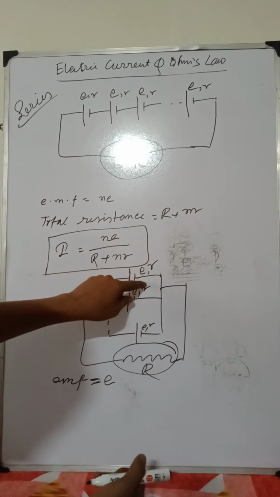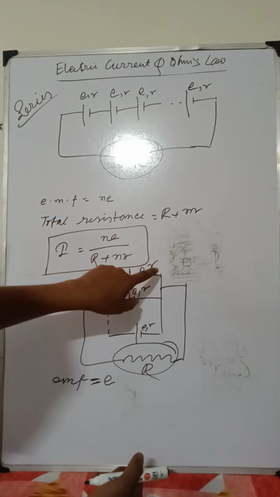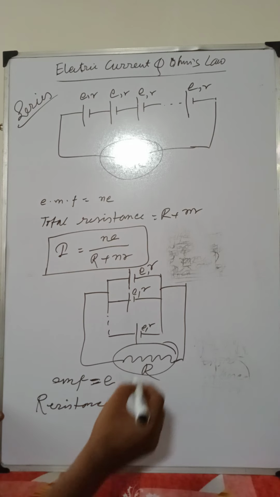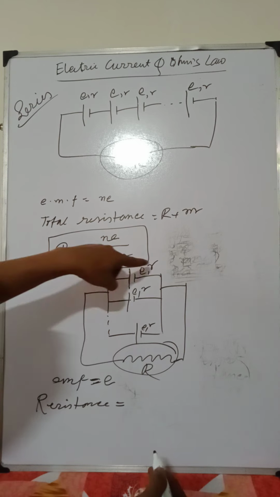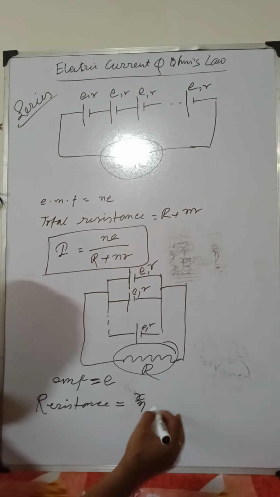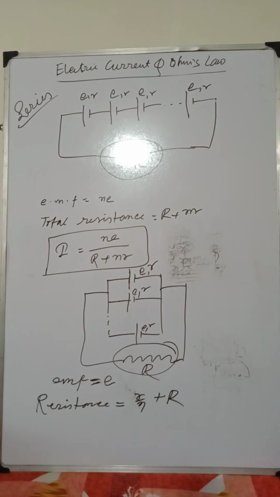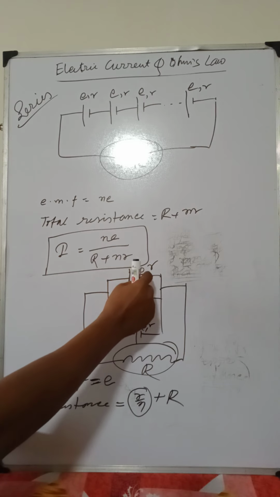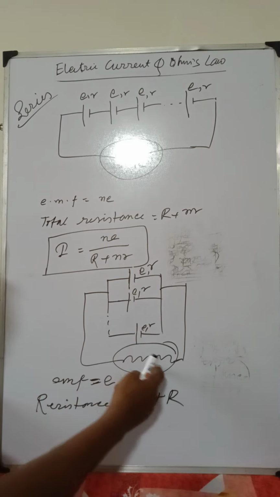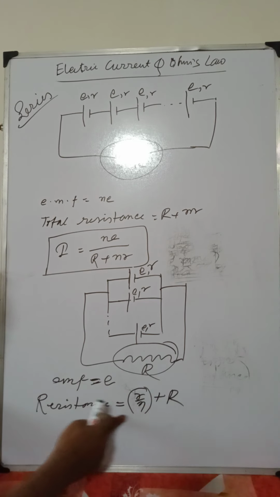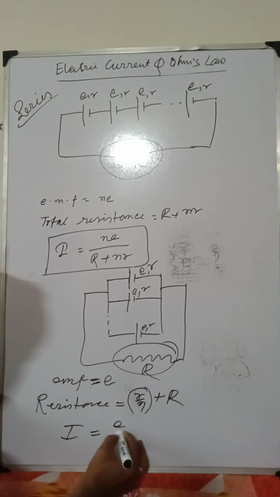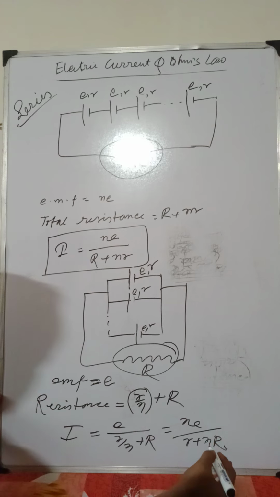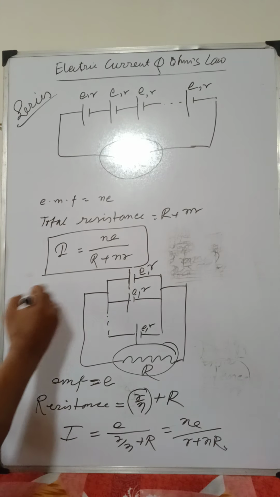And the resistance: n number of resistors are connected in parallel, and this equivalent resistance is in series with the load resistance R. So the total parallel resistance of n number of internal resistances r is r by n, which is in series with the total resistance R. So r by n plus R. We just add that equivalent resistance with R, and we get the current I equal to EMF by r by n plus R. So we get nE by R n plus r, that is the expression of the current for the parallel combination.